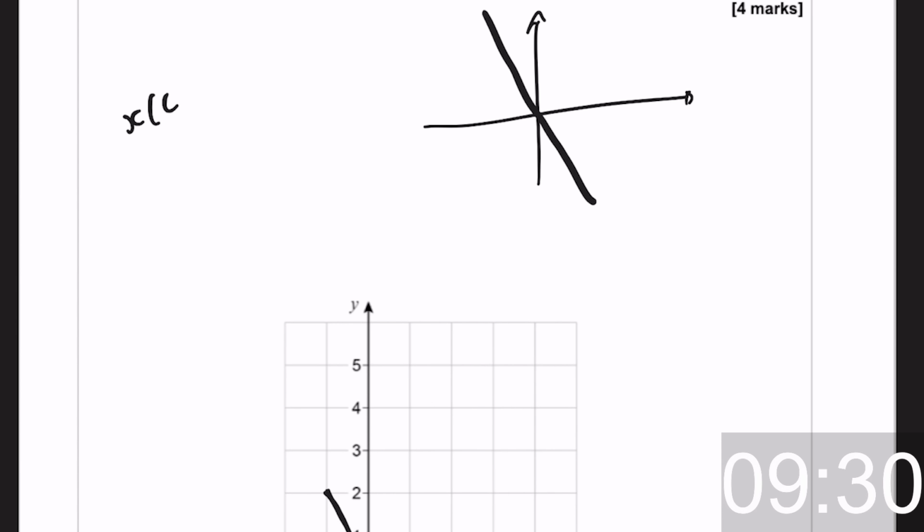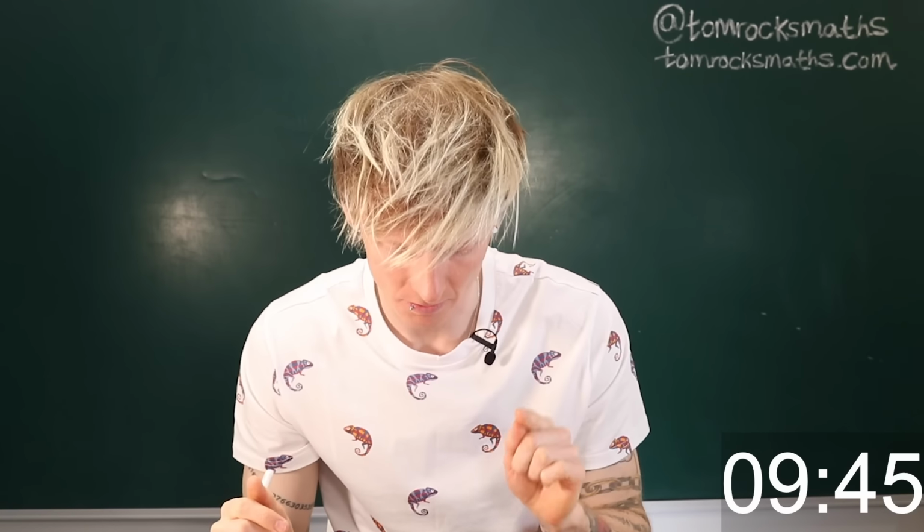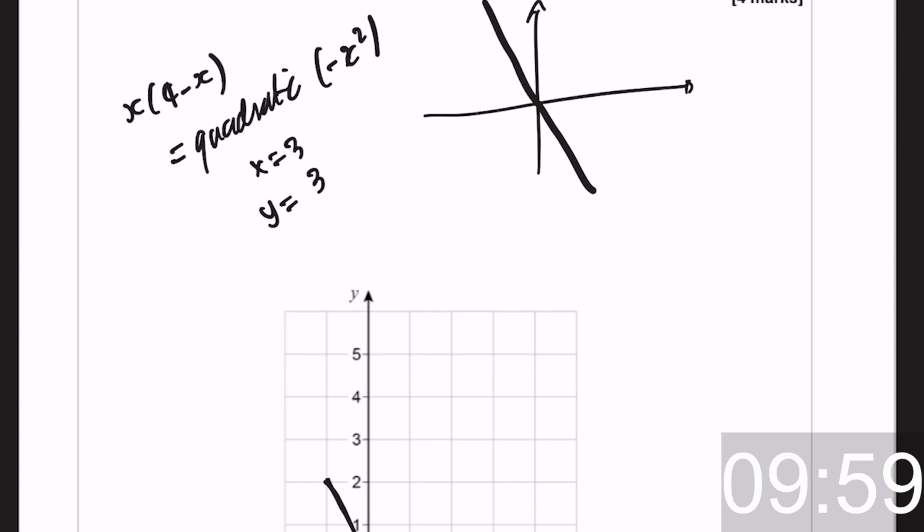x times 4 minus x, well, that's equal to a quadratic. So it's a quadratic, and we've got roots. It's a minus x squared. So it's an upside down, hump-shaped quadratic, roots at 0 and at 4. So it wants to go through there, but it's going to stop at 3. So when x equals 3, y equals 3 as well.